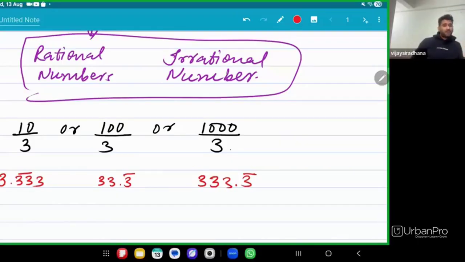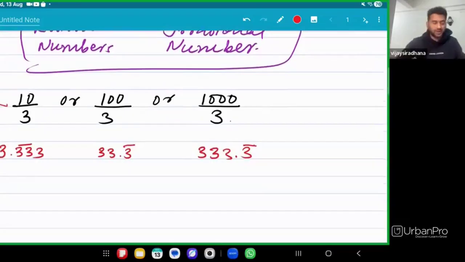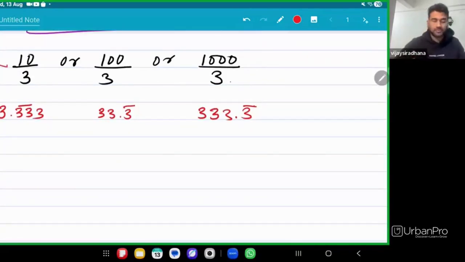But if I ask you a question that I want to change this decimal expansion into a fraction, then how can I change it? Because you know that these are nothing but rational numbers. So to check what the expansion of these decimal numbers will be, there is one rhythm that you need to follow.